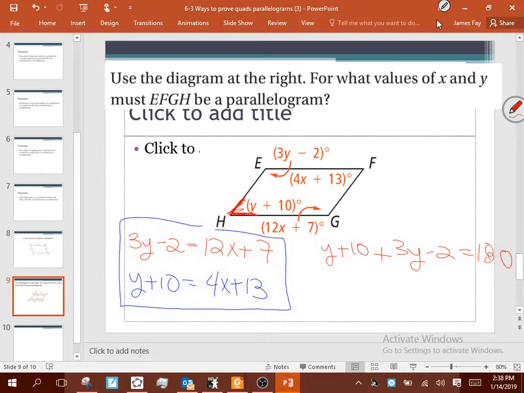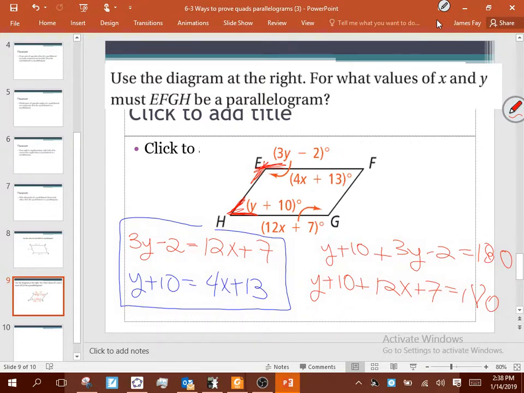Now, we're saying those two had to be supplementary. Well, if those two are supplementary, that only makes the top and bottom parallel, right? We need to make the left and right parallel as well. So H and G need to be supplementary as well. So y plus 10 plus 12x plus 7 needs to equal 180. Now, there are two variables, right? But in the equation above, we've already solved for y, correct? So I think using that approach is a little bit easier.